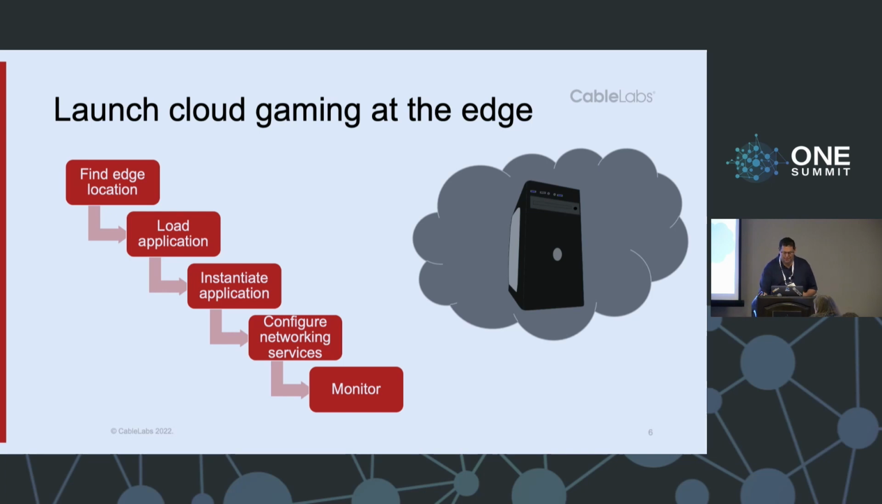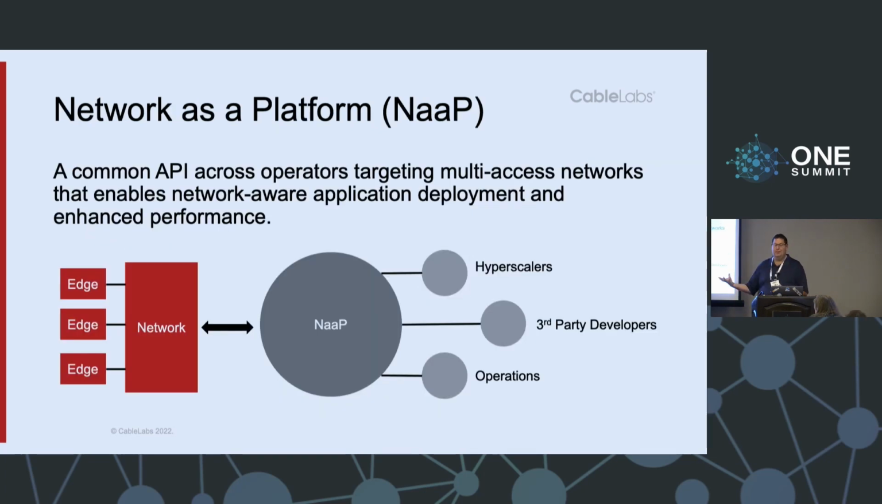So that's where we're looking at this project called NaaP. It's Network as a Platform. And we're not necessarily inventing new APIs, so don't take this as Cable's coming up with a new API. I'll talk a little more about the ones we're leveraging. But we really want to set this kind of common NaaP layer between the network and the edge and all the application users. Be a hyperscaler, third-party developers, or even your own internal operations, right?